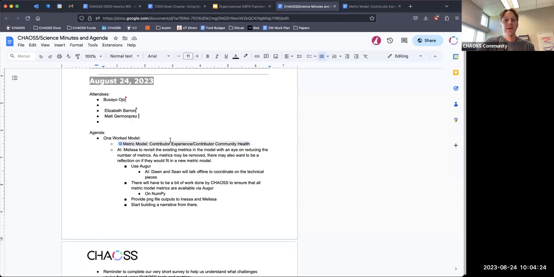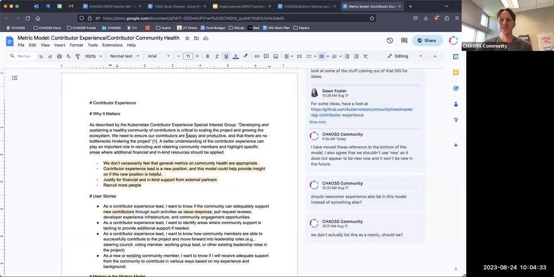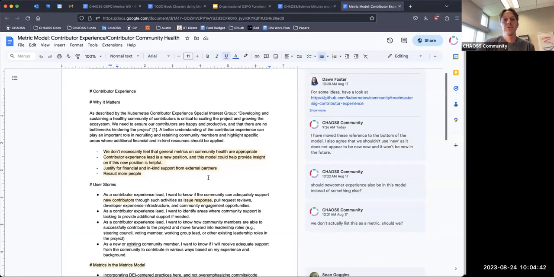The model we had landed on was the contributor experience model, or contributor community health. I just called it contributor experience at this point. And I think there are going to be some real challenges with having this as a worked model. Dawn had provided some really nice links from the Kubernetes community, which has a contributor experience SIG, and you can read the description there.